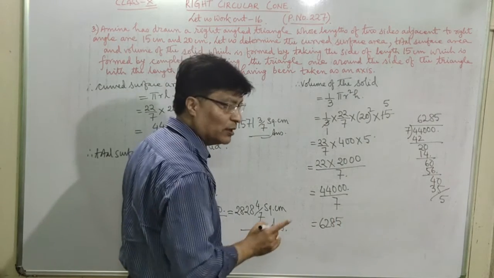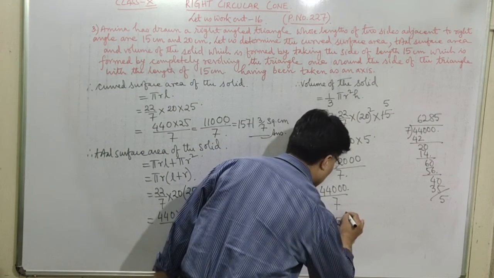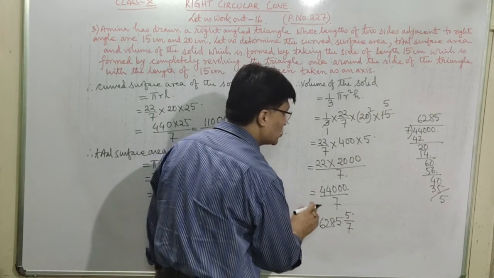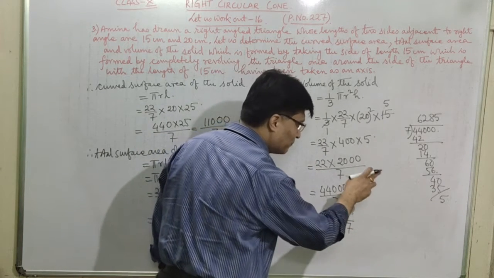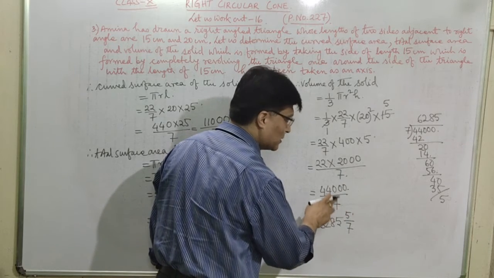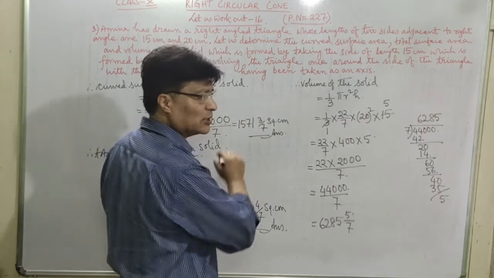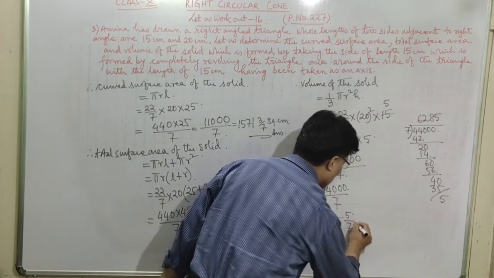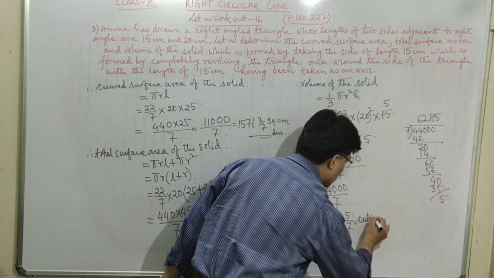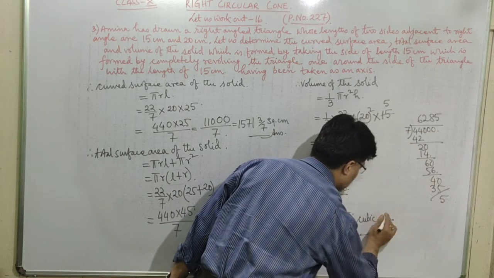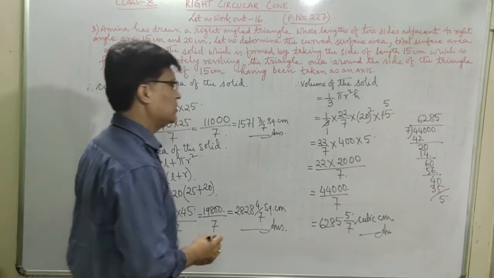So which is equal to 6,285. That is your whole number. What is the fraction here? This is 5 divided by 7. 6285 is the whole number. Then remainder divided by divisor, that is 5 by 7. So what is the unit in this case? Since this is the volume, cubic. Volume is cubic centimeter. So this is the volume, this is cubic centimeter.